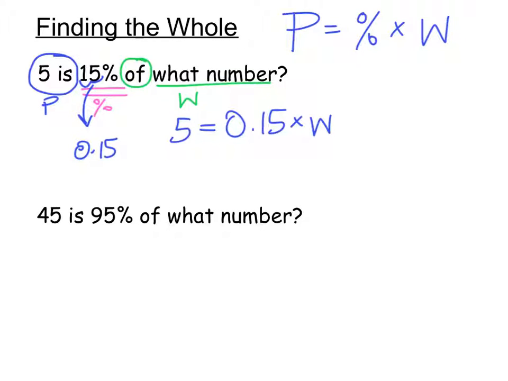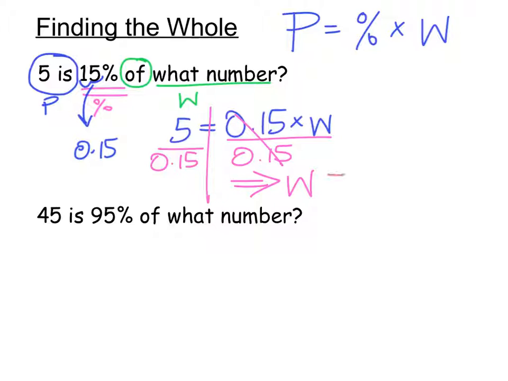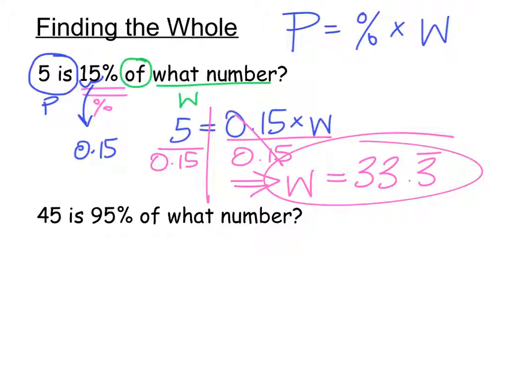And when I solve to undo the multiplying, I have to divide both sides by 0.15, and the whole equals 33.3 repeating. And I have my answer. So 5 is 15% of 33.3.